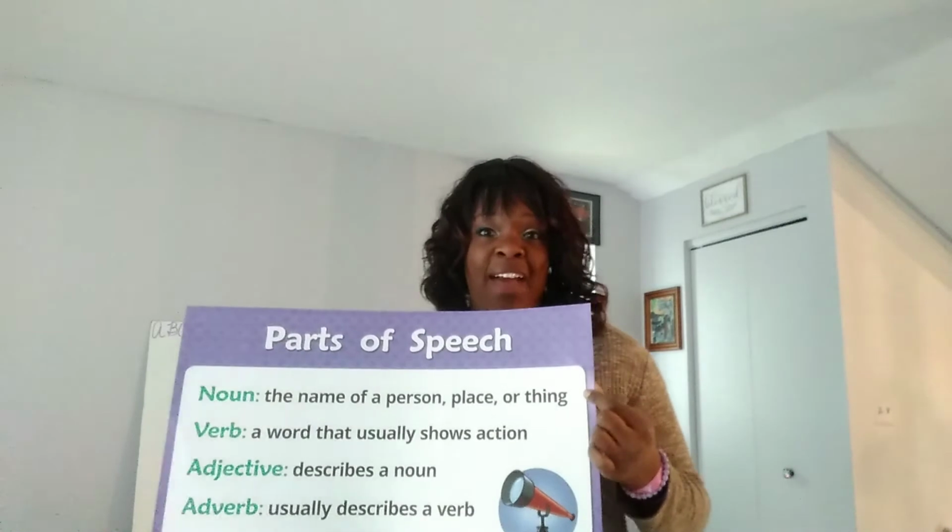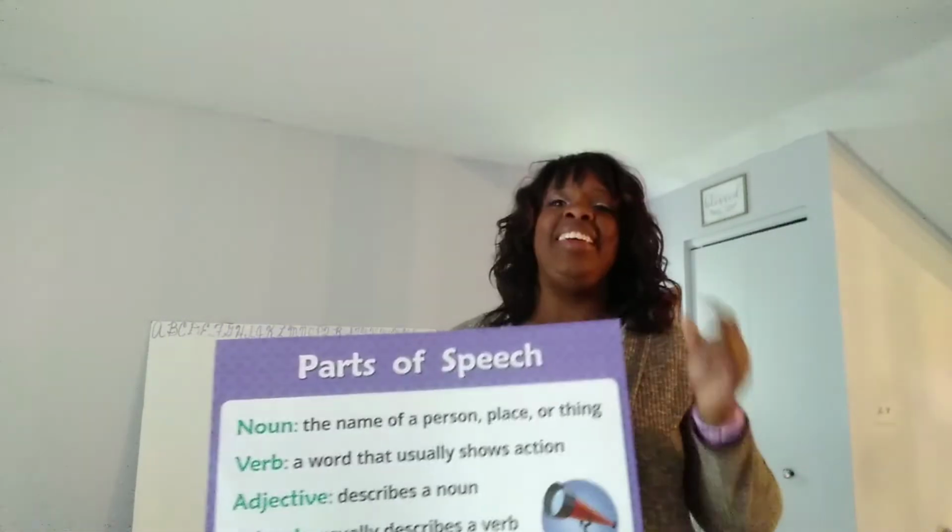So we have our nouns. A noun is the name of a person, place, or thing. And then we also talked about the fact that there are two kinds of nouns. There are common nouns and proper nouns. Common nouns are just any person, place, or thing. Proper nouns are particular persons, places, or things, and they're always going to be capitalized. You always capitalize them. They're particular names and places.